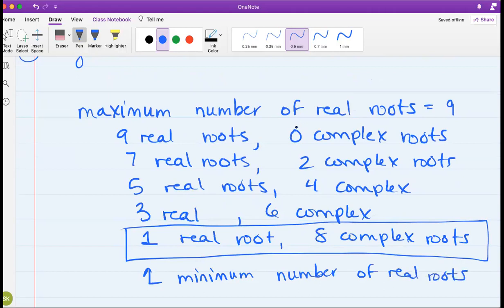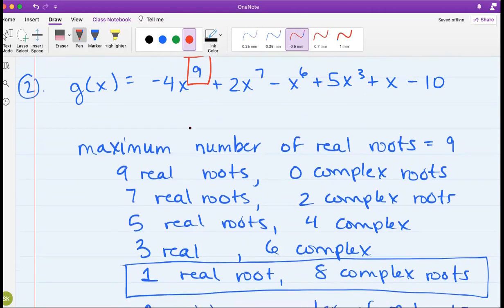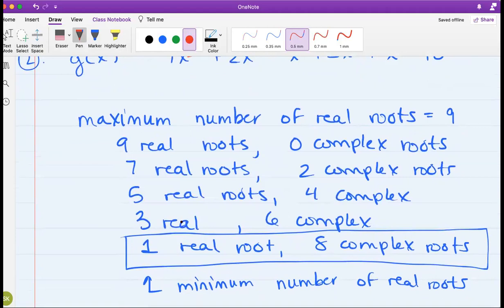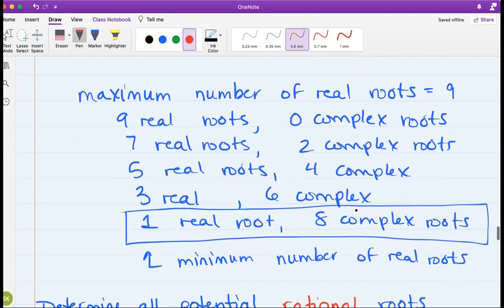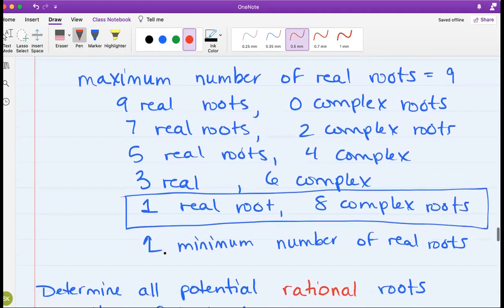So whenever you have a function of odd degree, so the largest power is odd, the maximum number of real roots you can have is that degree, and the minimum number of real roots is 1. So even, the minimum is 0, odd, the minimum is 1.